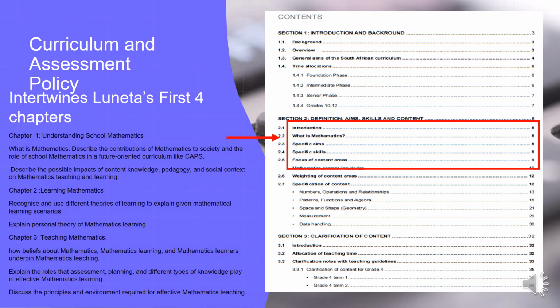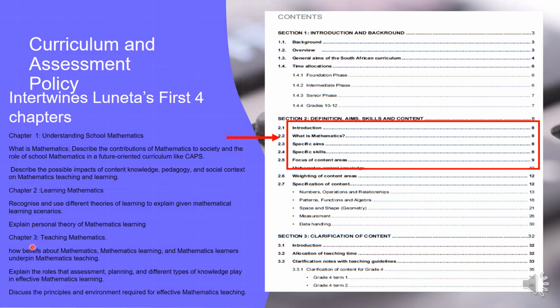And the second chapter would be learning mathematics, recognizing the different theories of learning to be used in a classroom. And the third, still in the second chapter, is personal theory: how do you make up your own personal theory after knowing different types of theories of teaching and learning maths.